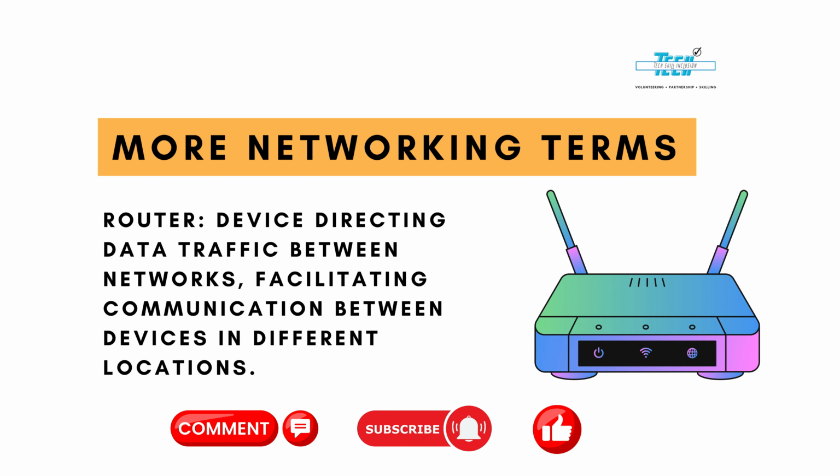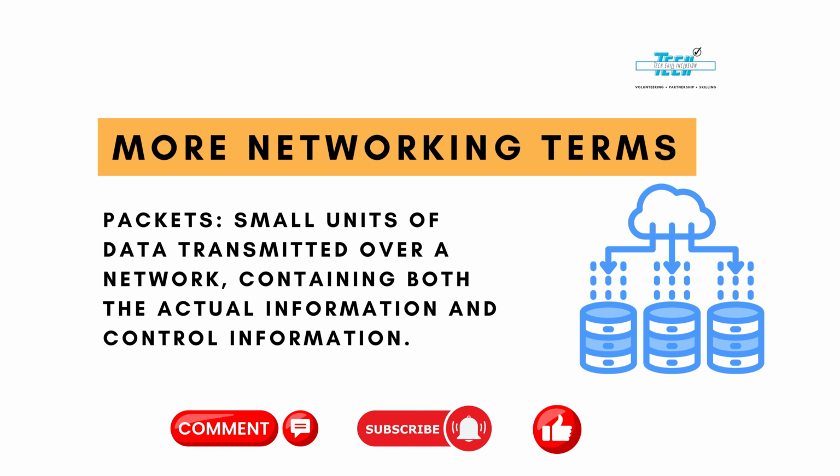So then there's a router. A router is a device that's directing traffic between networks, facilitating communication between devices in different locations. Then we spoke about packets also. So a packet is a small unit of data that's transmitted over the network. It contains both the actual information and control information. So whatever information you're trying to transfer through the network, you can't see it physically, but it's there. It's through the network.